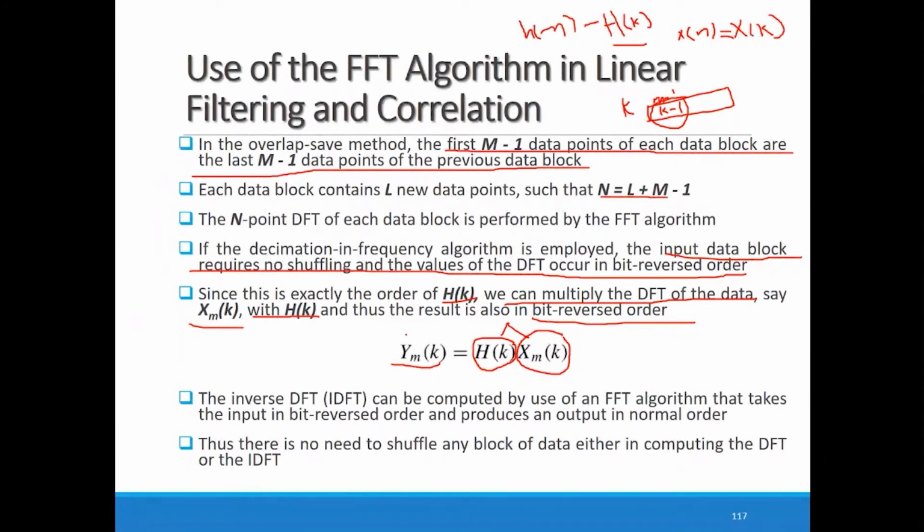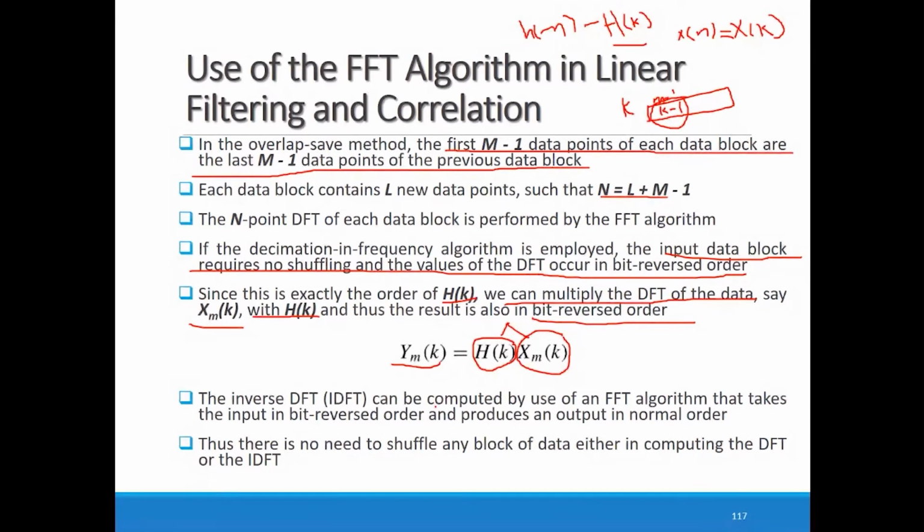So the inverse DFT, IDFT, can be computed by use of the FFT algorithm that takes the input in bit reverse order and produces an output in the normal order. Similarly, we can perform the IDFT using the same algorithm. As we have discussed, to obtain the IDFT we have to reverse the direction, change the input to output, and change the sign of the twiddle factor. So when you apply this and calculate the IDFT, what happens?